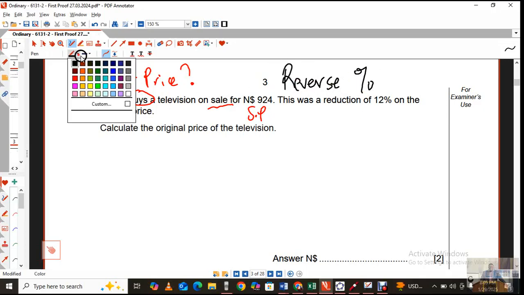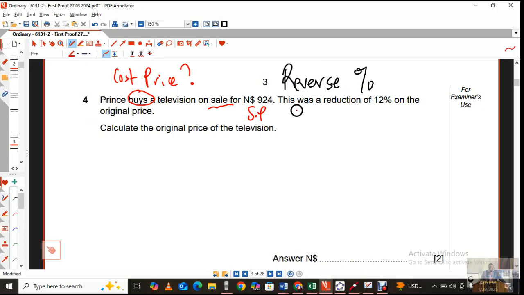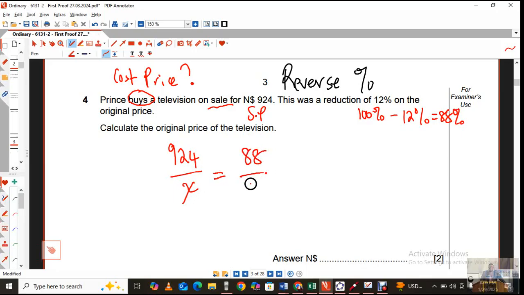Another step that you can use: 924 out of something represents a 12% reduction. Let's suppose 100% is the original TV price that we don't know. Because it's a reduction, we say minus 12%, so this is 88%. So this 924 represents 924 over something, and this something is the original price, which is like 88%. That is what you do. Of course, you will see where the reverse percentage is coming from.